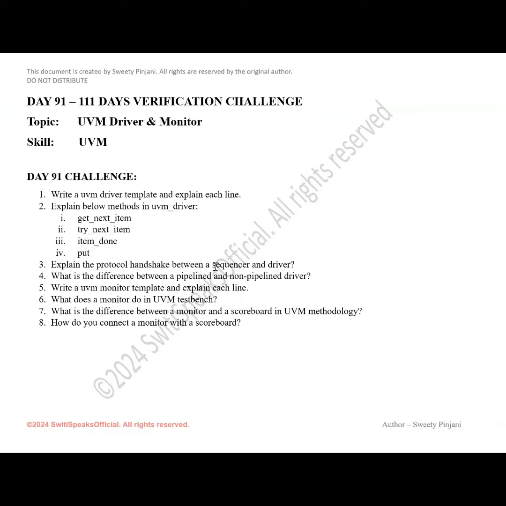Now we have a sequencer and we have a driver. These are two components inside UVM. There needs to be a handshake between the sequencer and driver to drive the traffic. You need to explain how this handshake happens between driver and sequencer in UVM, with the help of what methods, what arguments you pass inside these methods, and how they are communicating with each other. You need to explain that.